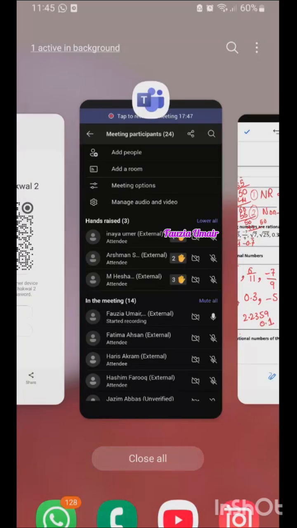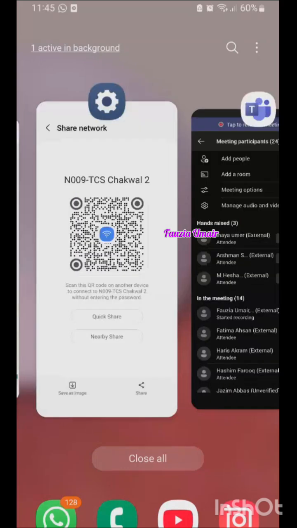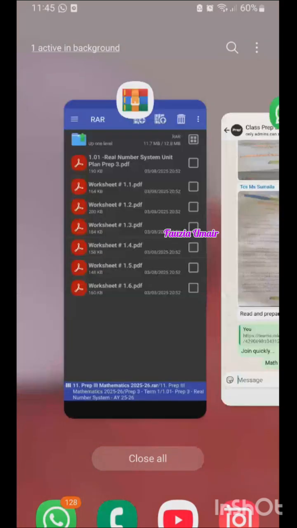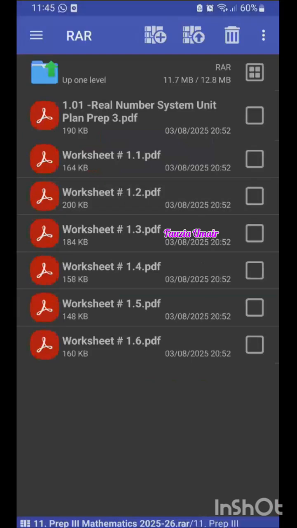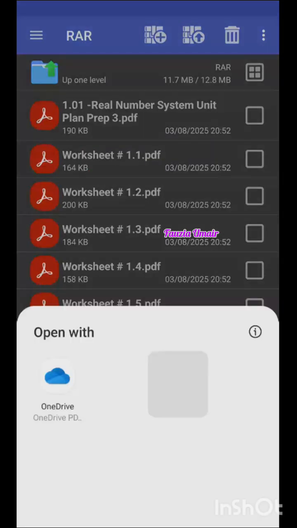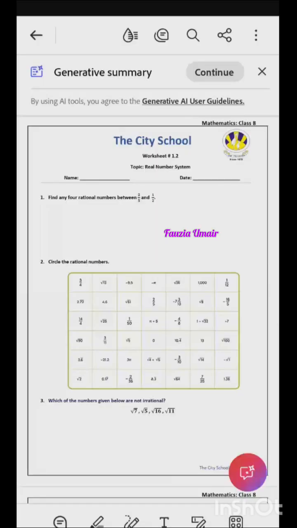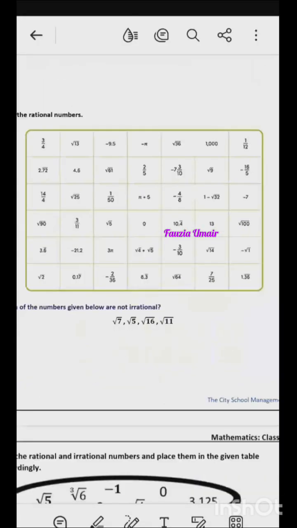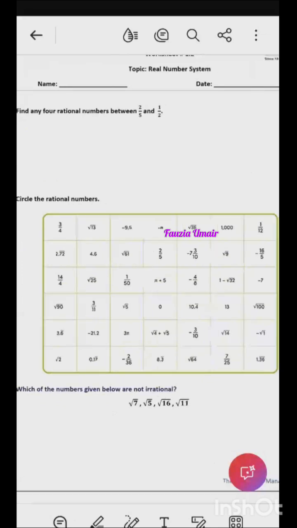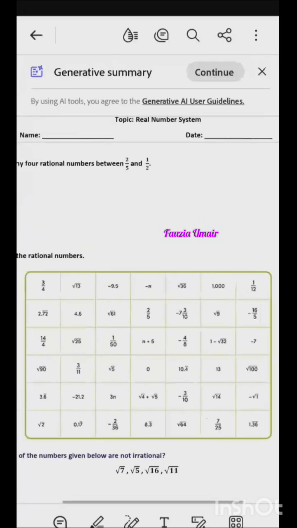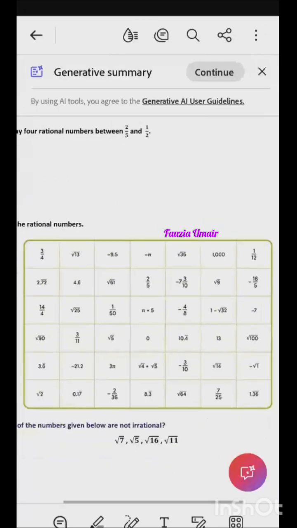Okay? So we will start solving worksheet 1.2, and we will focus on the same learning objective, which is that you need to find the rational or irrational numbers. So now we are going to solve this question. I hope you can see it on the screen. So the question is, circle the rational numbers.